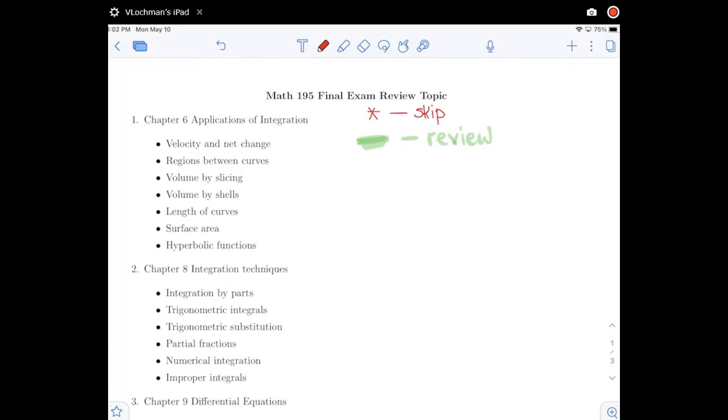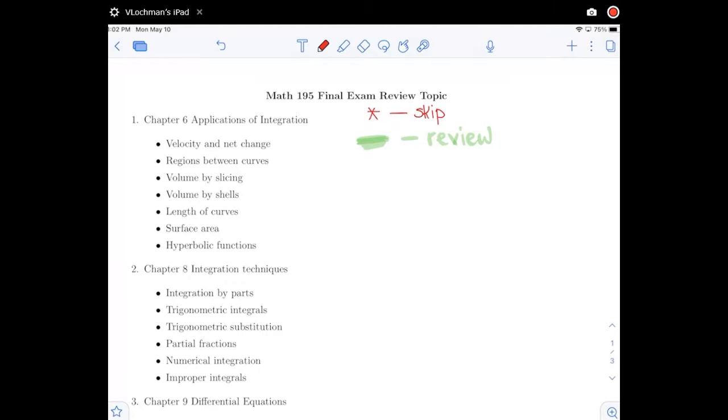Okay, this session is being recorded and this is the final exam review session where we will go through the topics that you need to focus on, and I'll also mention the ones that you can skip. You can see that I give you a little legend here. If something is marked with the red star, you can go ahead and skip that section. You don't need to spend any time reviewing those topics. And topics that I would like for you to focus on and review will be highlighted in green.